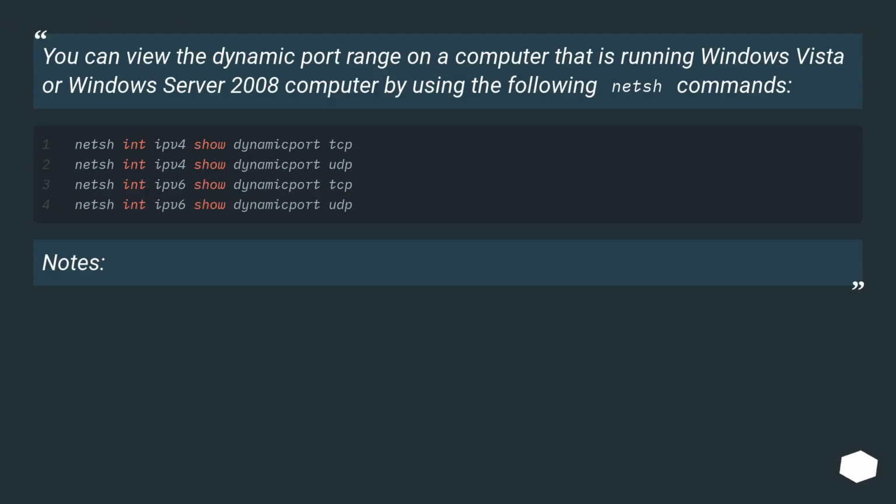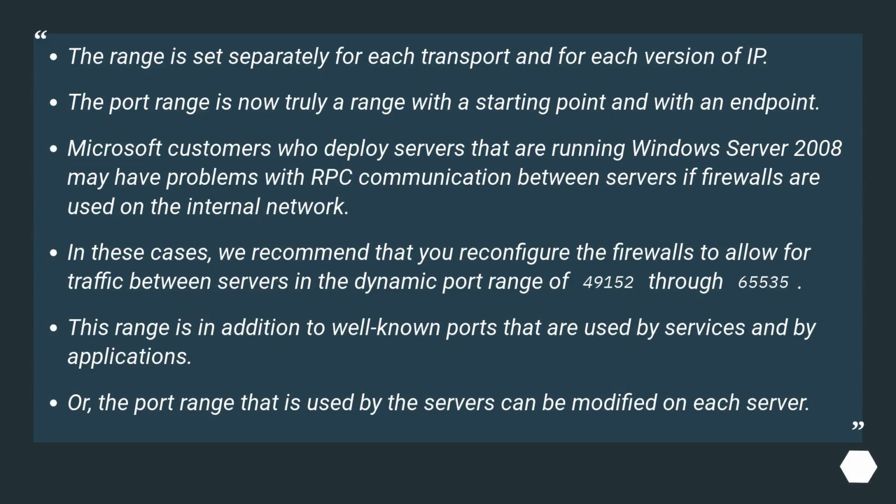You can view the dynamic port range on a computer that is running Windows Vista or Windows Server 2008 by using the following netsh commands. Notes. The range is set separately for each transport and for each version of IP. The port range is now truly a range with a starting point and with an endpoint.